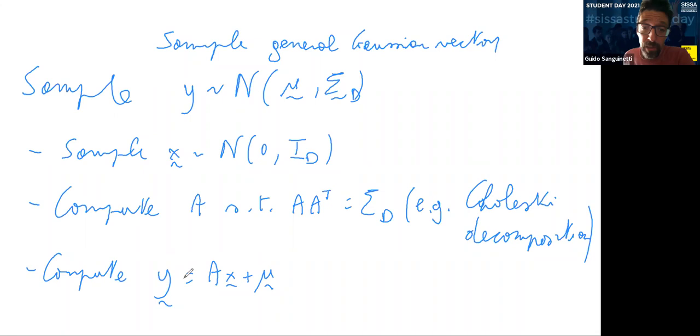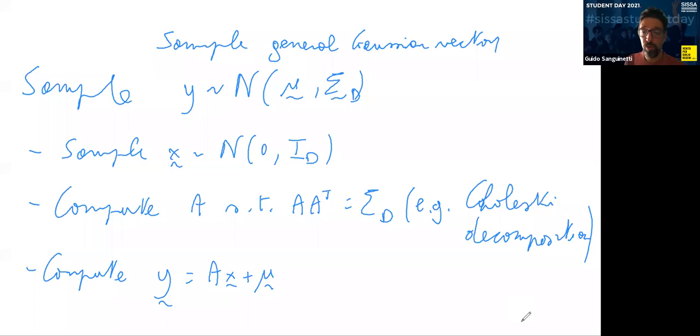from a specific distribution. If your specific distribution is a multivariate Gaussian with a particular correlative structure, all you need to do is to compute the square root of the covariance matrix and then transform spherical Gaussians to obtain general multivariate Gaussian matrices. Okay, so just to recall very briefly the steps.